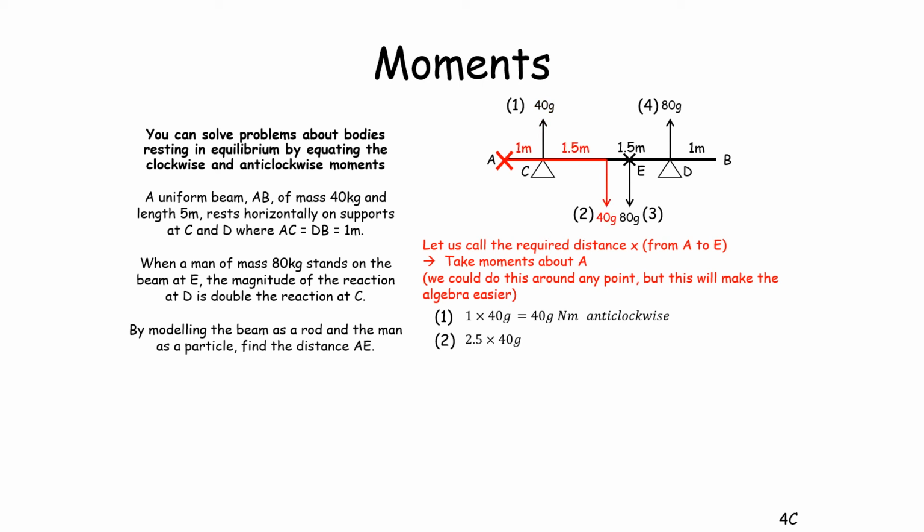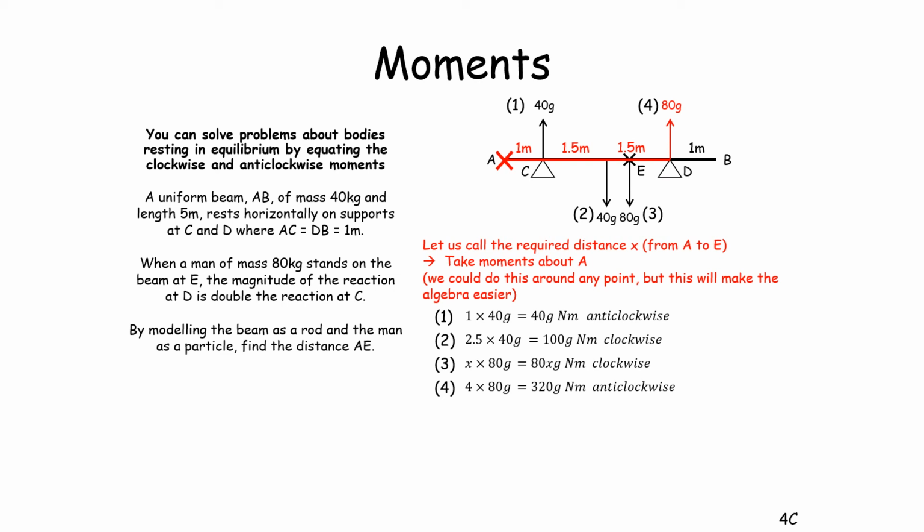Force 2, 2.5 times 40, that'll give us 100G Newton meters clockwise. For 3, we don't know the distance, but we know the weight, so we'll just call it X times 80G, and that is obviously going clockwise too. And finally, 4 times 80G, so that'll give us 320G Newton meters anti-clockwise.